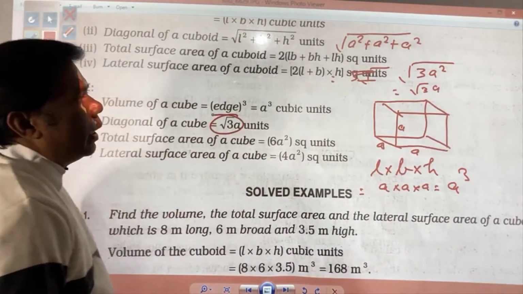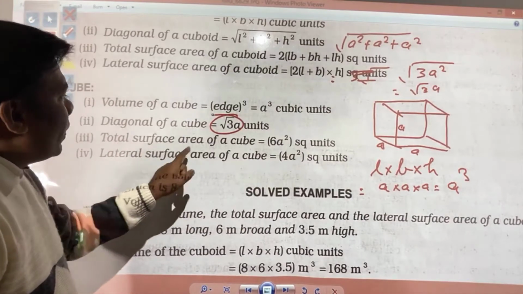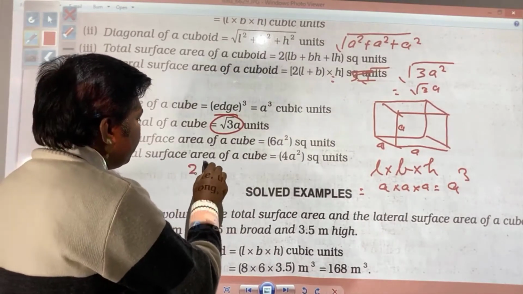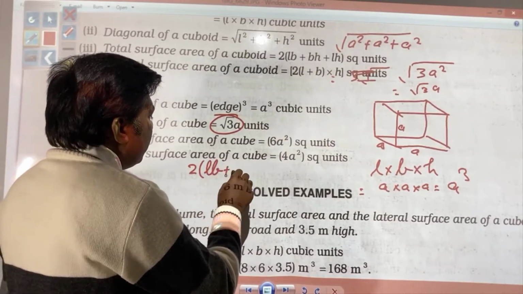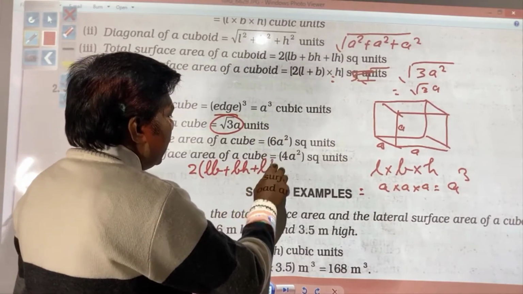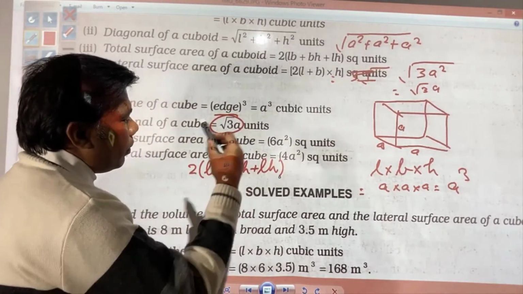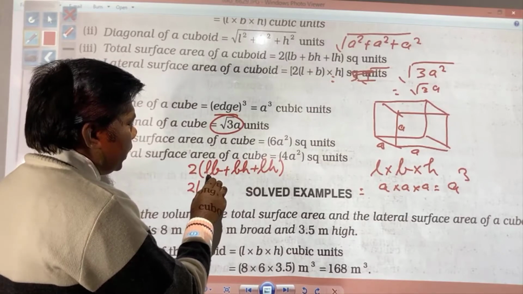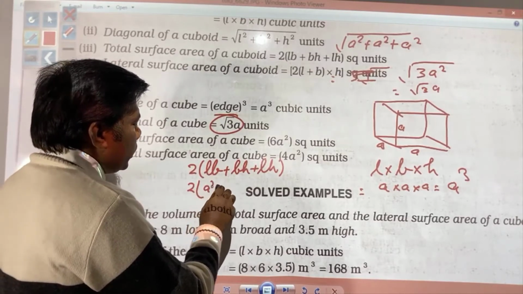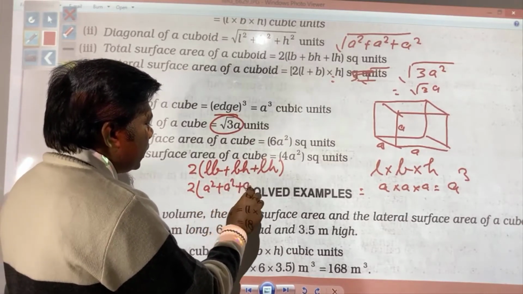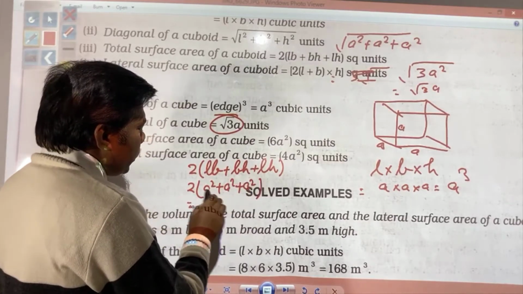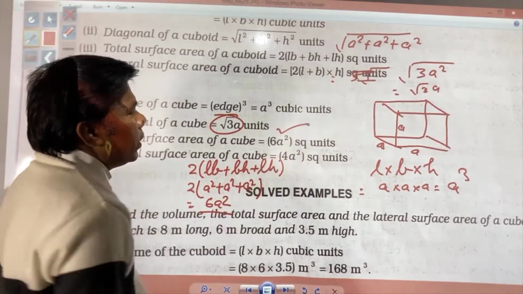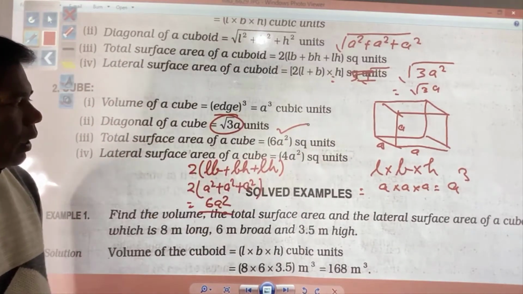Now the total surface area of a cube. Total surface area, what we had got? 2 into LB plus BH plus LH. This we had got for the cuboid. Now here all are equal. So this can be written as 3A square into 2, which means 6A square. So the total surface area of a cube is 6A square.